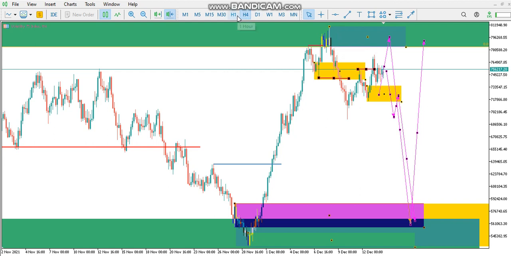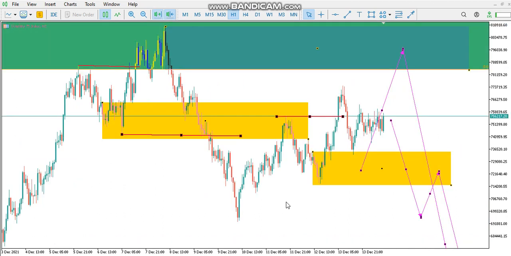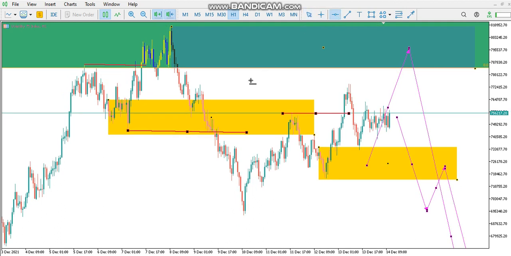Okay, so let's go to H1 and see what's happening. Did I say H1? Yes, I said H1. Let's check if ever we have any equal high before this candle. Let's check if we have any equal high before that candle. So we're gonna use this horizontal line. We'll start here.